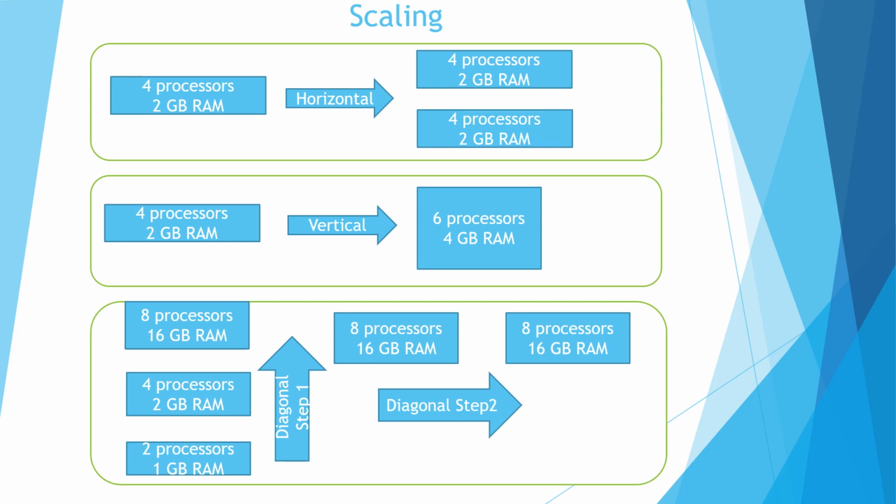Last but not the least, we have the diagonal scaling, in which more resources are added to the system in both horizontal and vertical dimensions, thereby combining the benefits of both horizontal and vertical scaling. Firstly, the resources are added in the vertical direction. Once the maximum limit is reached, then the resources are expanded in the horizontal direction. That's pretty much about the scaling types.